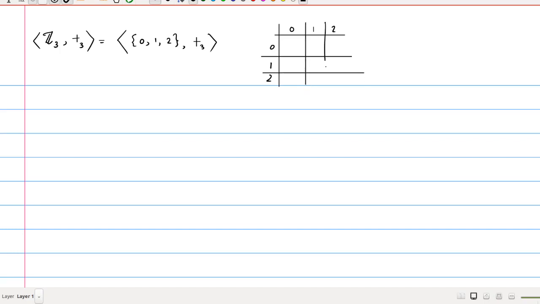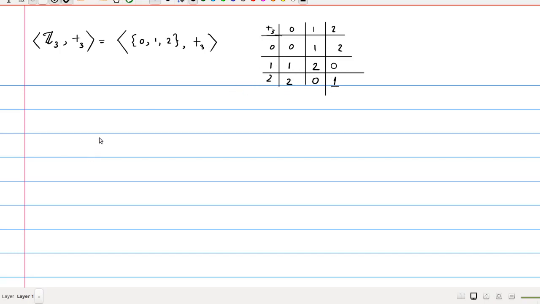This is the way we construct the group tables of Zn. So here we have 0, 1, 2, and we know that 1 plus 1 is 2 and 1 plus 2 is 3. So if we use addition modulo 3, we get the remainder 0, and 2 plus 1 is also 0. 2 plus 2 is equal to 4, so when we divide 4 by 3, we get the remainder 1. So this forms the group table for Z3.